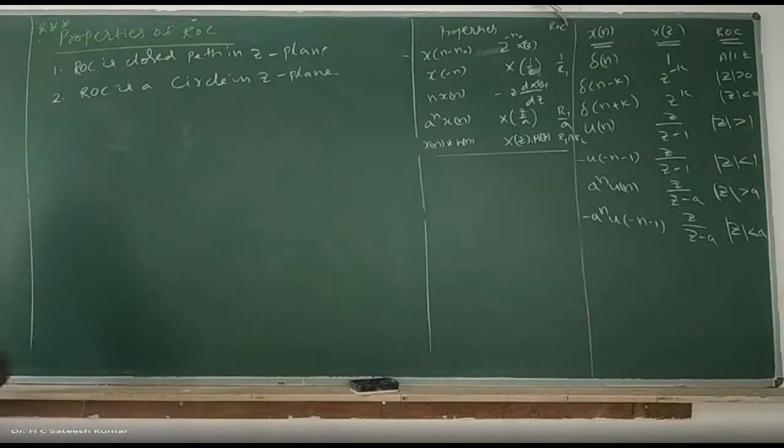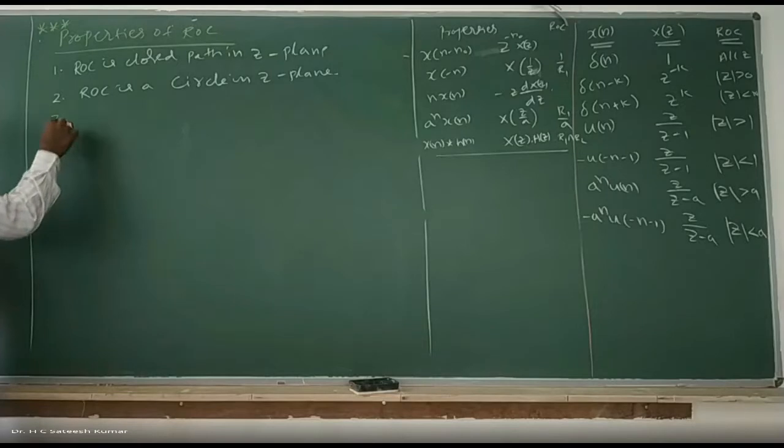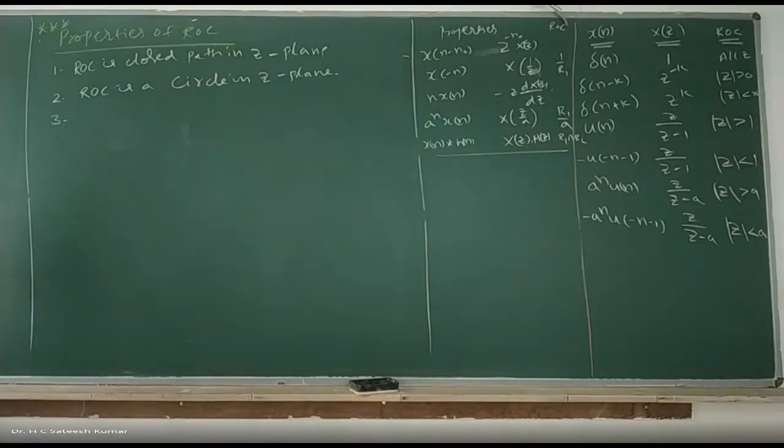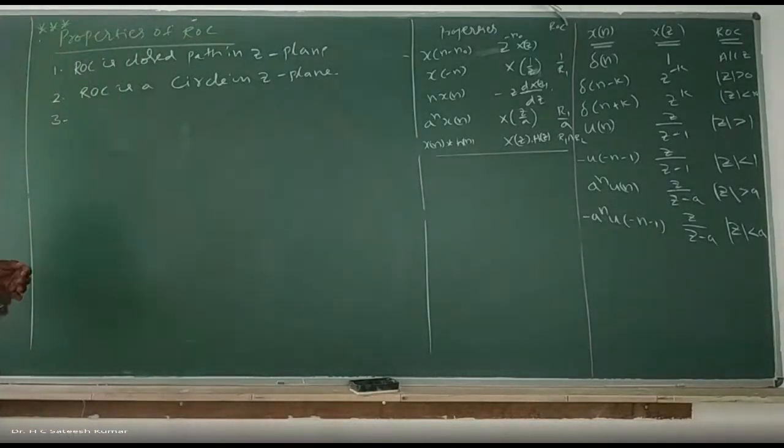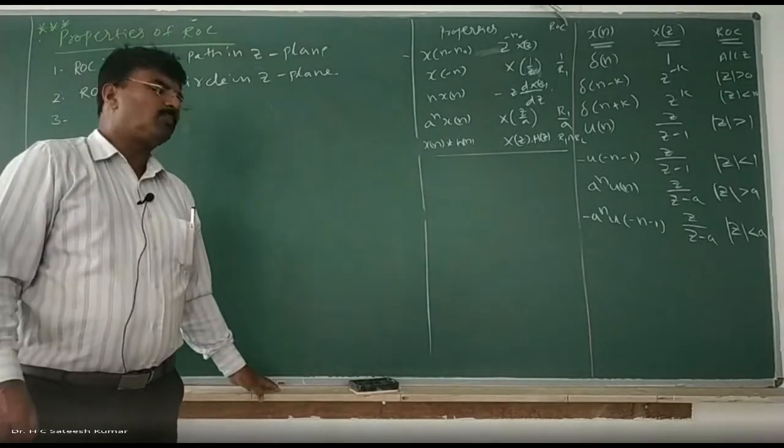Okay, right. Third one. Now, this is very, very important. Based on the property, you will understand lots of things and it will become very easy in the later stages. So, go for the third one. Third one is, can a pole lie inside the ROC?